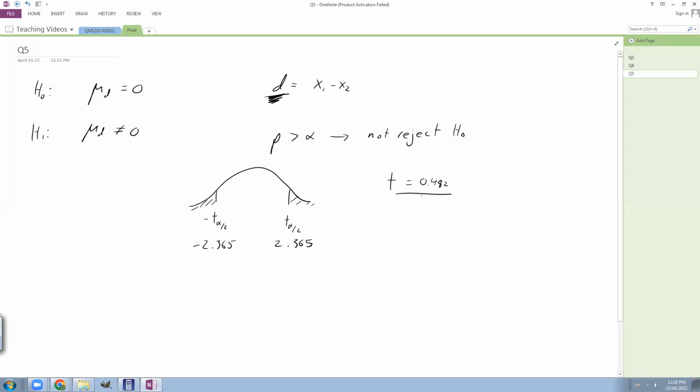And of course, our test statistic is not in either of these tails. It's not in the rejection regions. It's somewhere in between. So we get the same conclusion, which is that we do not reject the null hypothesis.